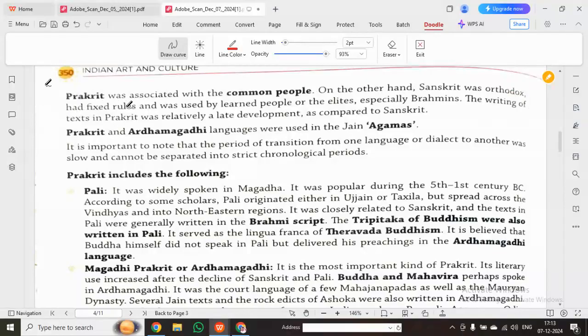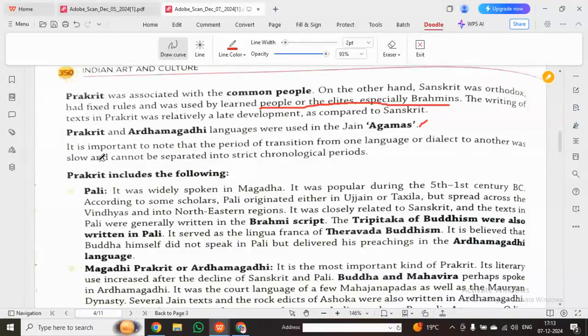Prakrit was associated with the common people. On the other hand, Sanskrit was orthodox. तो मैं आपको बता चुका हूँ, अपर वर्णाज यूज किए जाते थे, एलिट्स. The writing of text in Prakrit was relatively a late development as compared to Sanskrit, of course. So Prakrit and other Magadhi languages are used in the Jain Agamas. So Jain text में भी use की गई है.